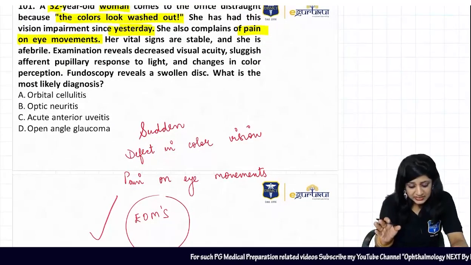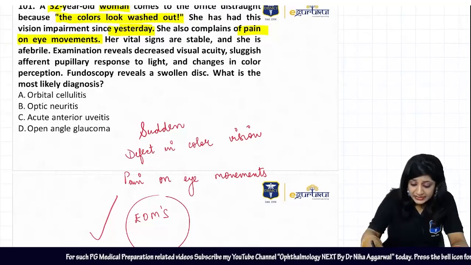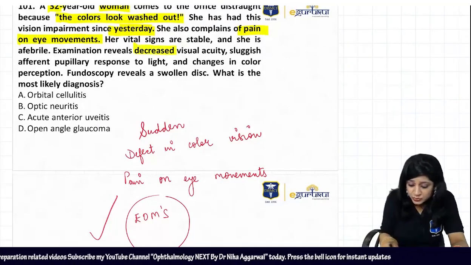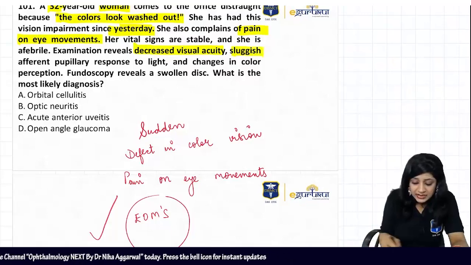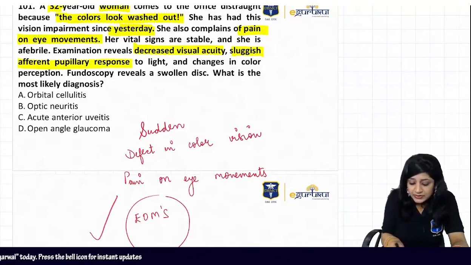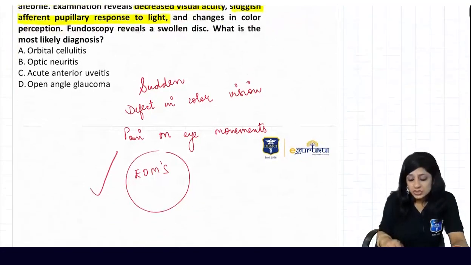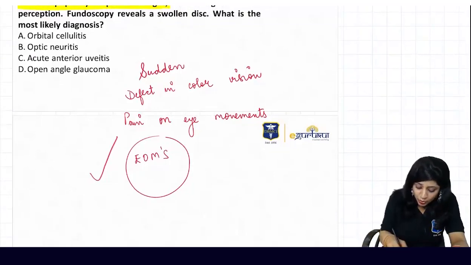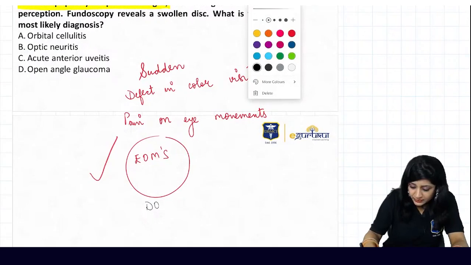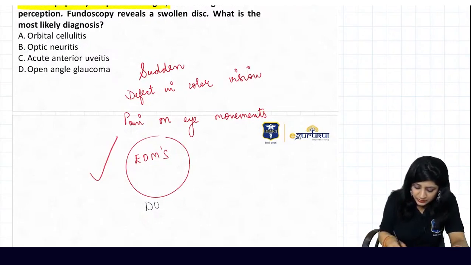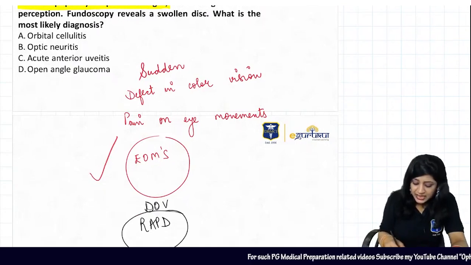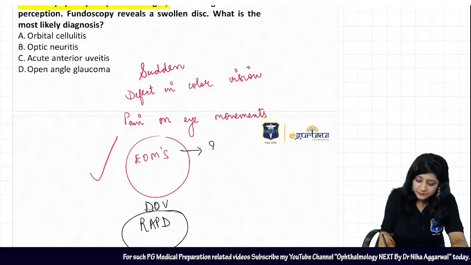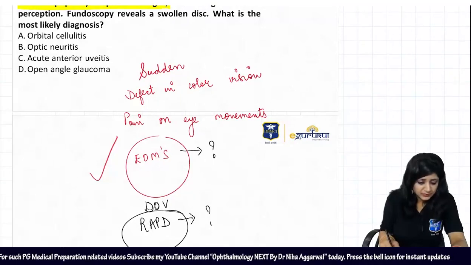Her vitals are stable, she's afebrile, then she is having the decreased visual acuity, sluggish afferent pupillary response to light. She is having the diminution of vision and RAPD. What is the meaning of this RAPD? One is this question and another is this question.